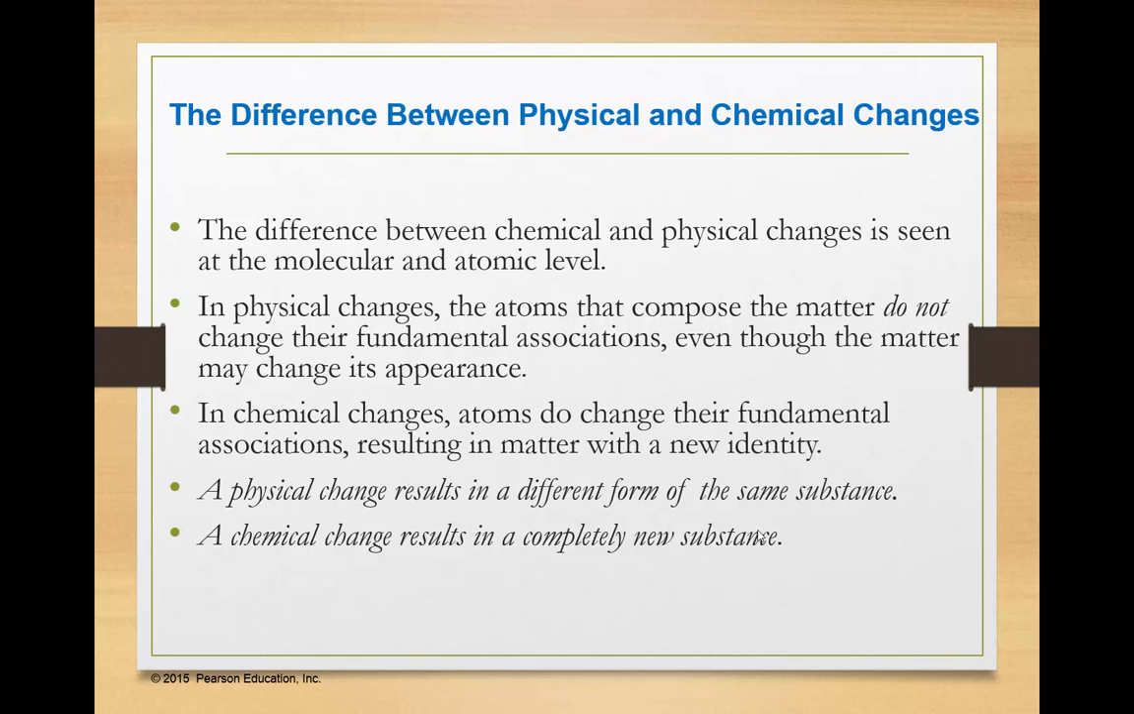Physical changes, atoms that compose matter are not changing their fundamental makeup or association. It'll change in appearance, but on a microscopic level, everything is still the same. Chemical change, the atoms are being broken apart and put back together in a different way. They're being rearranged, so we get matter with new identity. Okay. So physical change results in a different form of the same material. Chemical change results in completely new materials. And let's look at some examples of both of those.